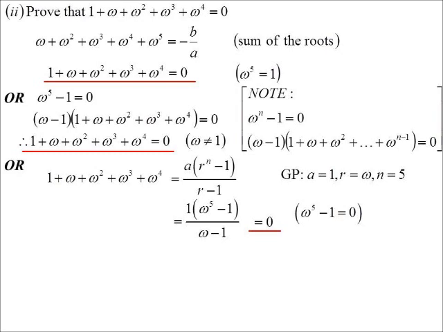Which way do I tend to go? I tend to go with the sum of roots one. I think that's quickest. Just saying, sum of the roots is equal to 0. But it really doesn't matter. I mean, they're all pretty quick.